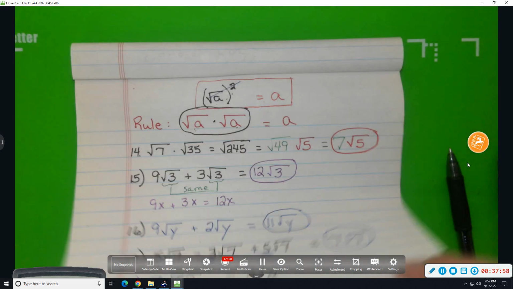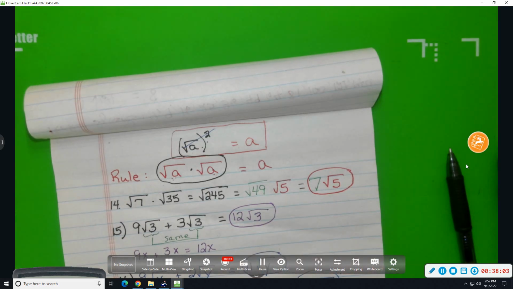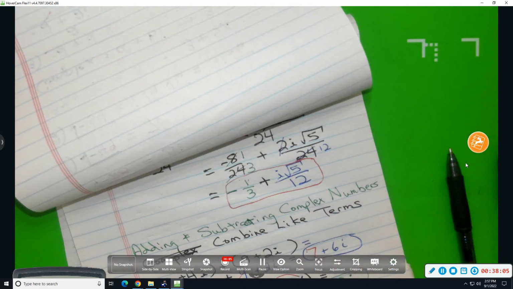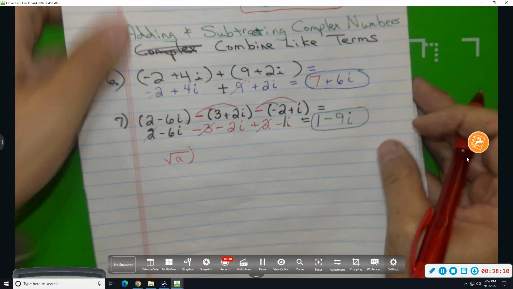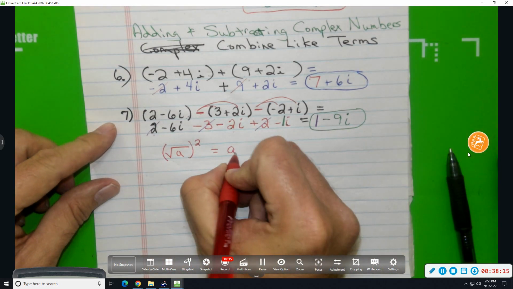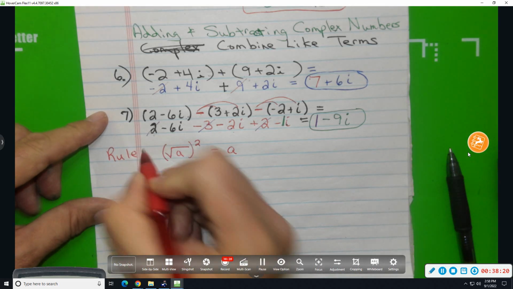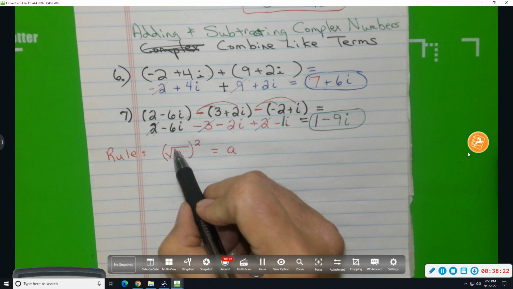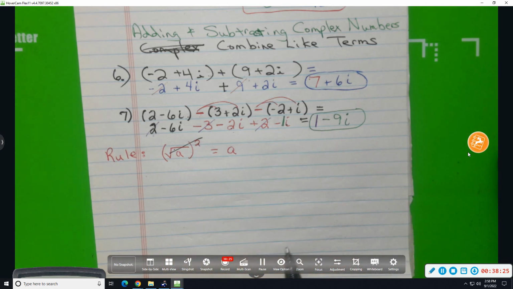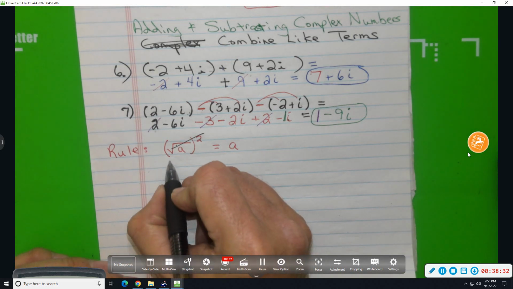Before we do number 8, let me write that down over here. The square root of a, squared, equals a. That's a rule we're going to use throughout the semester. A square root and a square cancel each other out. Remember, an i is just a fancy way of saying the square root of negative 1.